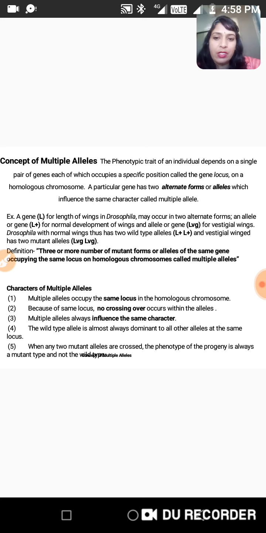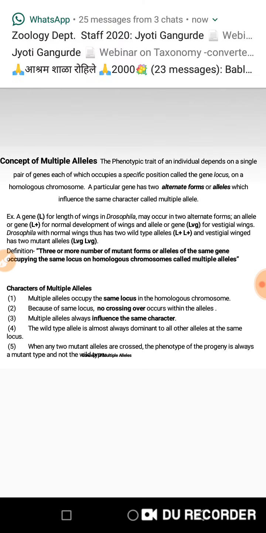Now after the example, let's see what is the definition of multiple alleles. 3 or more mutant forms or alleles of the same gene occupying the same locus on homologous chromosomes are called multiple alleles.